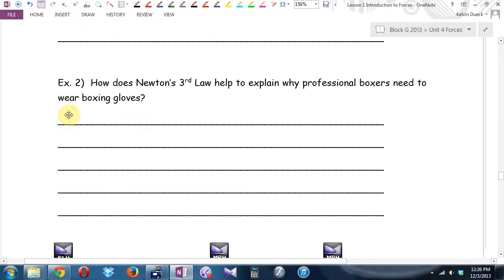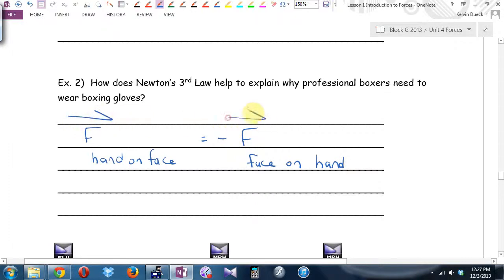How does Newton's third law help to explain why professional boxers wear boxing gloves? Oh, this I can write as an equation. F hand on face equals F face on hand, but negative if we bring in the vector directions. And by negative, I mean opposite direction, same magnitude.